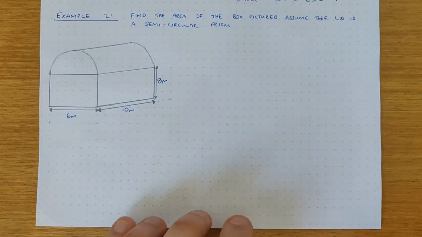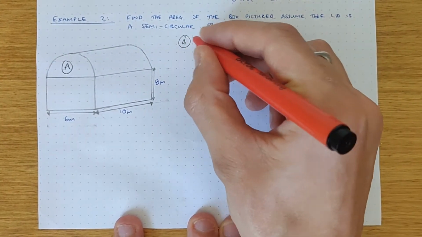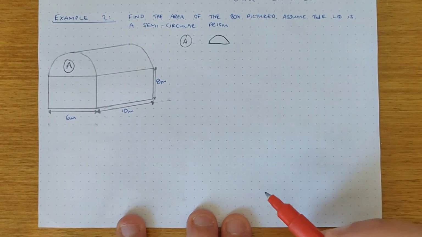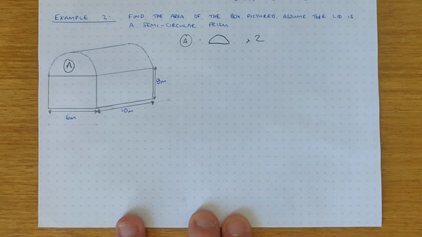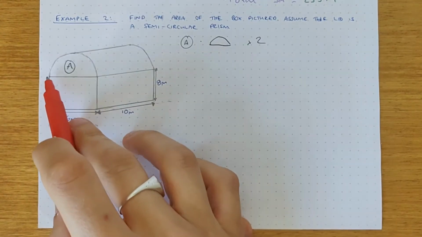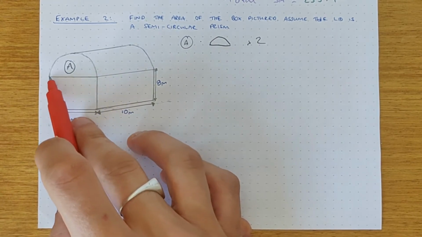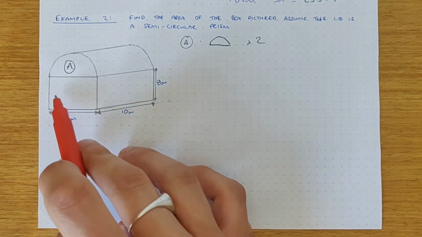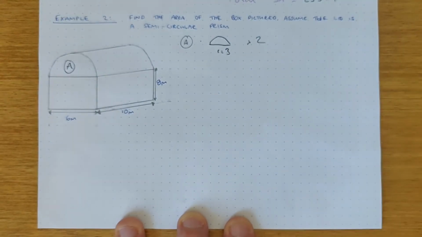Okay, I'm going to start with my semicircular prism again. I've got A here. Now, A is a semicircle. I need to be able to identify how many of these I have. I've got one on the front, one on the back, so it's 2 of them. Again, I need to identify the important dimension. Now for this one, I want to find the radius of my semicircle. Now to do that, I can use this length here. And this length is the same as this length on the base. So I know that my diameter is 6 and my radius is 3.